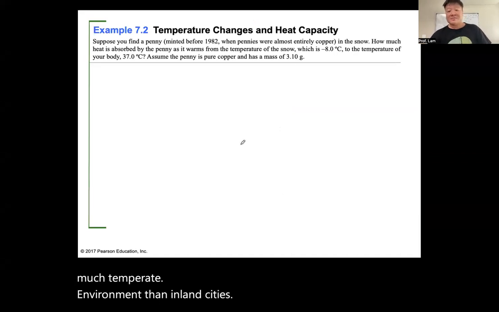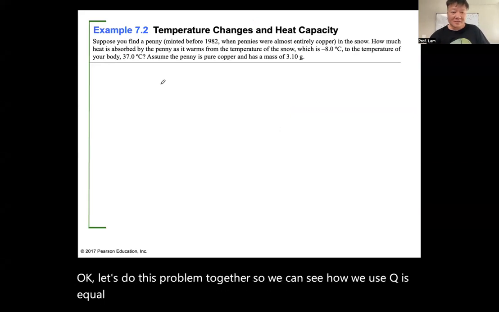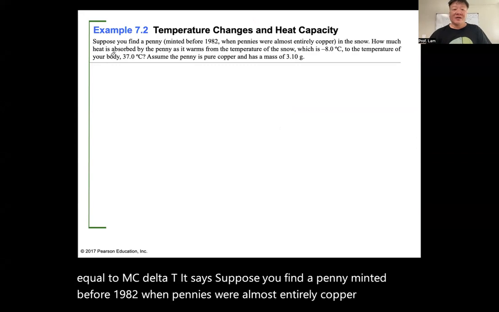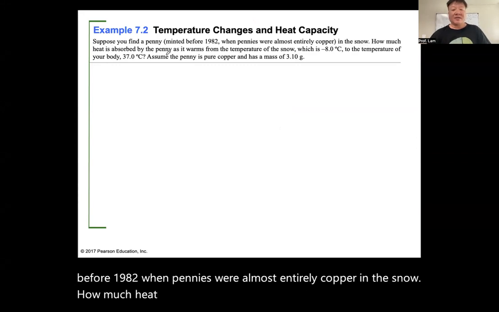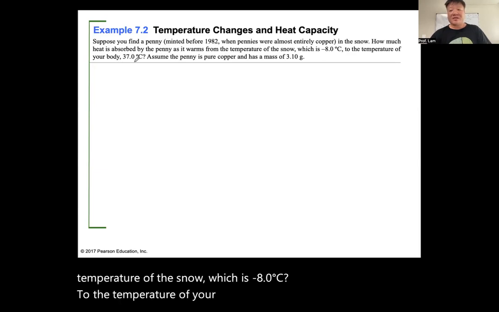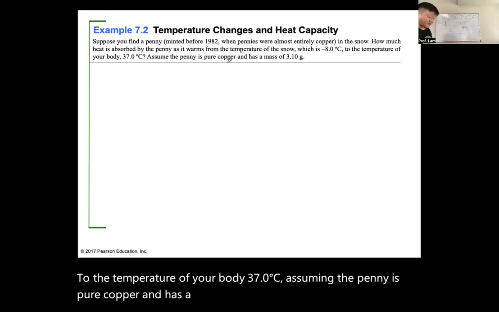Okay, let's do this problem together so we can see how we use Q is equal to MC delta T. It says, suppose you find a penny minted before 1982, when pennies were almost entirely copper, in the snow. How much heat is absorbed by the penny as it warms from the temperature of the snow, which is negative 8.0 degrees Celsius, to the temperature of your body, 37.0 degrees Celsius, assuming the penny is pure copper and has a mass of 3.10 grams.